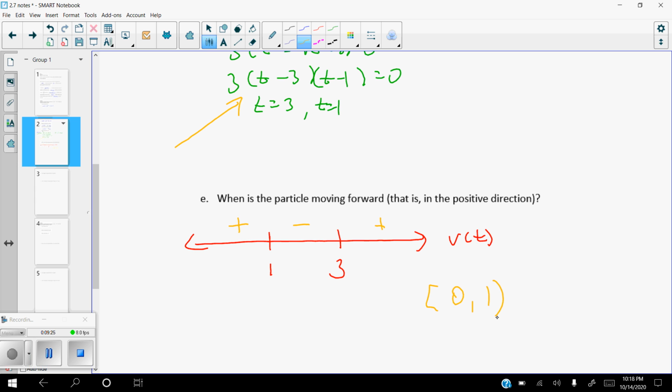But then it starts to move again to the right after time 3. Again, at time 3, it's not moving, so I'll put a parentheses at 3, and then it's just going to keep on going to the right infinitely. So that's where the particle is moving in the positive direction. If it had asked us for when the particle is moving in the negative direction, it would have been from times 1 to 3, parentheses around both. It just didn't ask that.